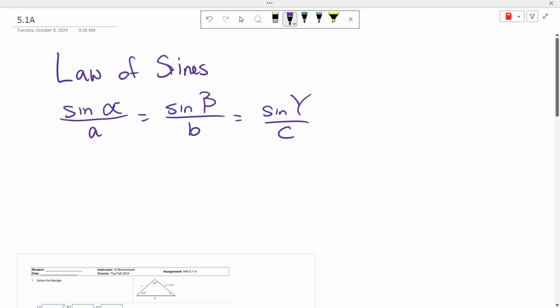Okay? Alpha is the angle opposite of side A. Beta is the angle opposite side B. And gamma is the angle opposite side C. Now, we only use two of these at a time. So we make a proportion out of two of these. So it could be these two, or it could be these two, or it could be the first and the last.